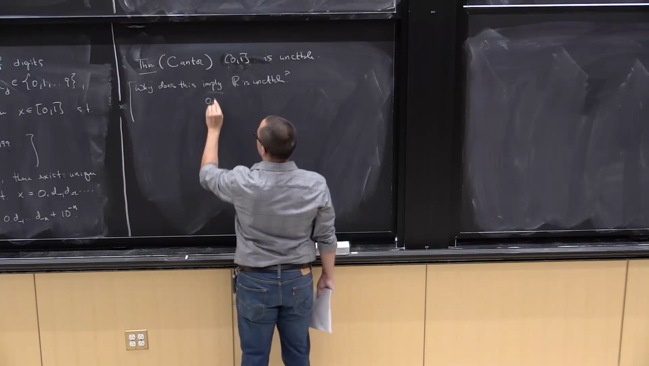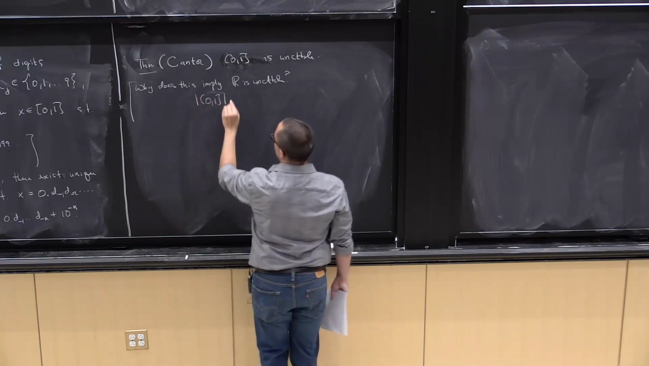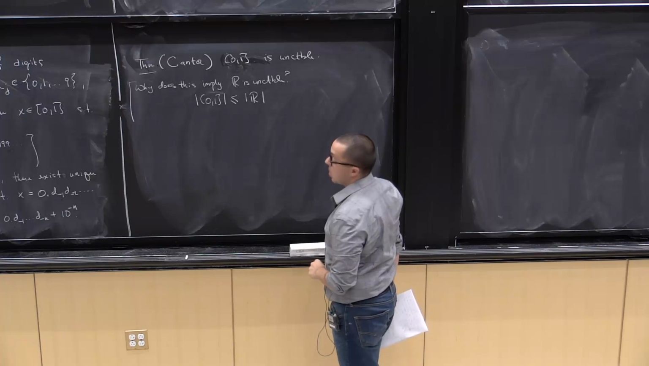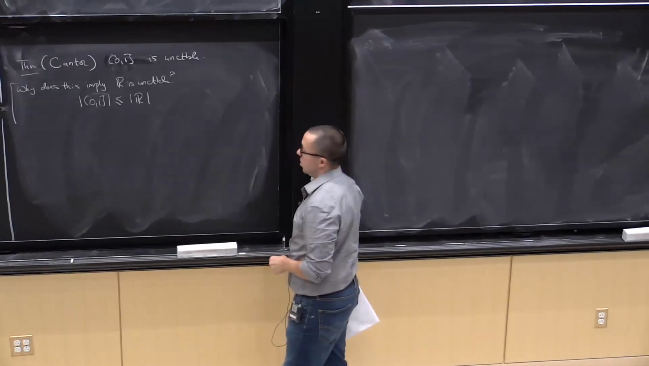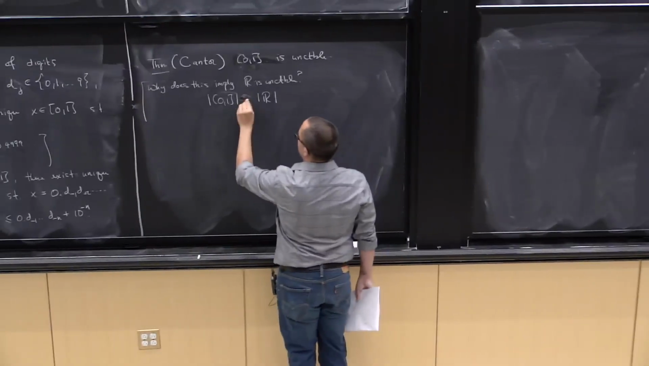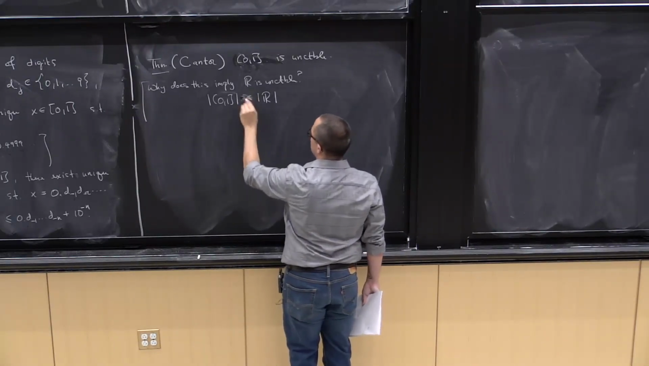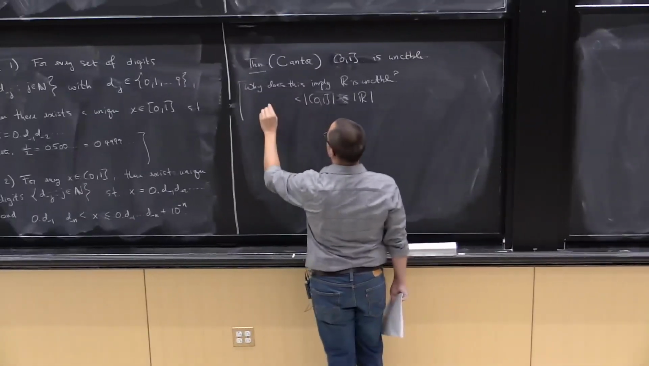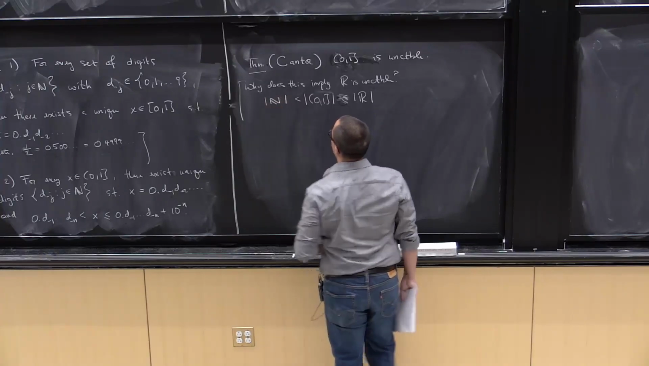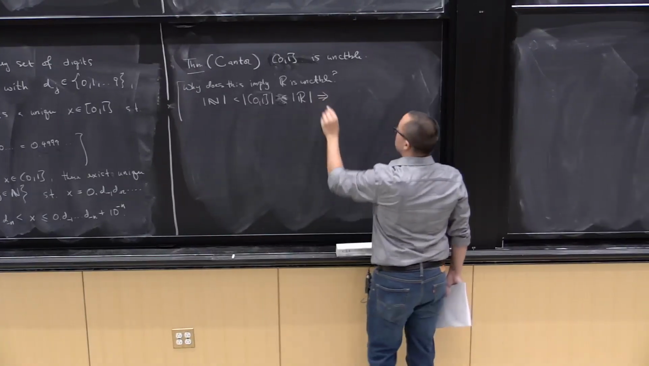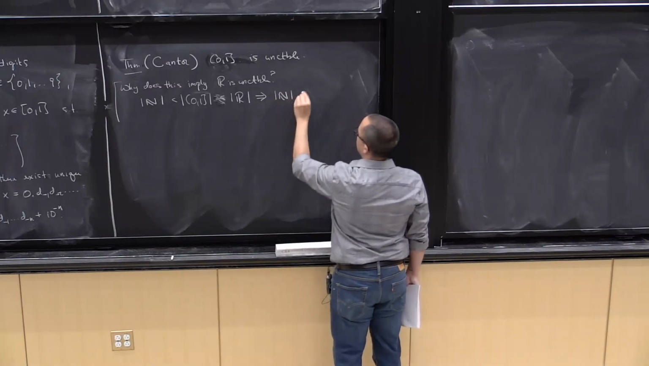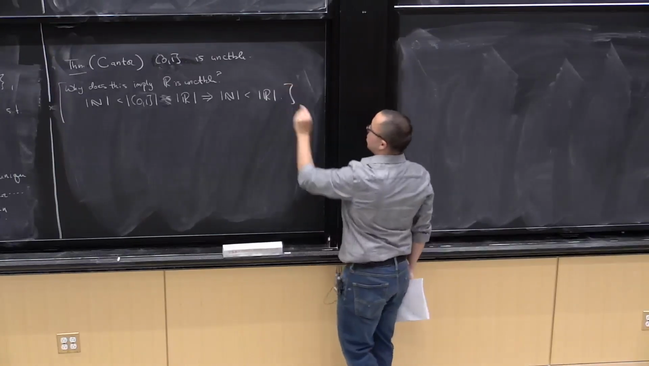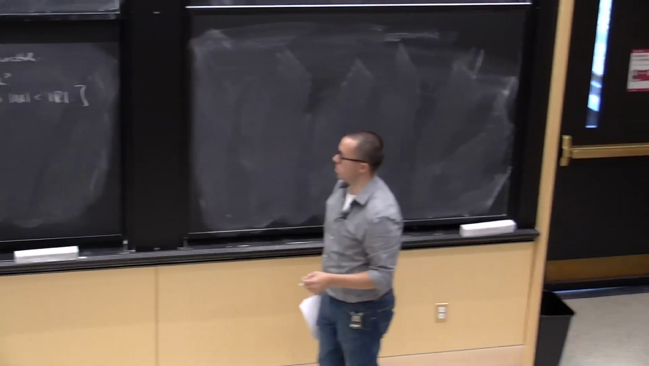So I clearly have that the cardinality of this set is less than or equal to the cardinality of R. Okay? In fact, maybe you can think about it, maybe I'll put it on the assignment, but in fact one can prove they have the same cardinality. But I have that. And this is uncountable, therefore its cardinality is bigger than the natural numbers. So this should imply that the cardinality of the natural numbers is less than the cardinality of R. Okay? In other words, R is uncountable.